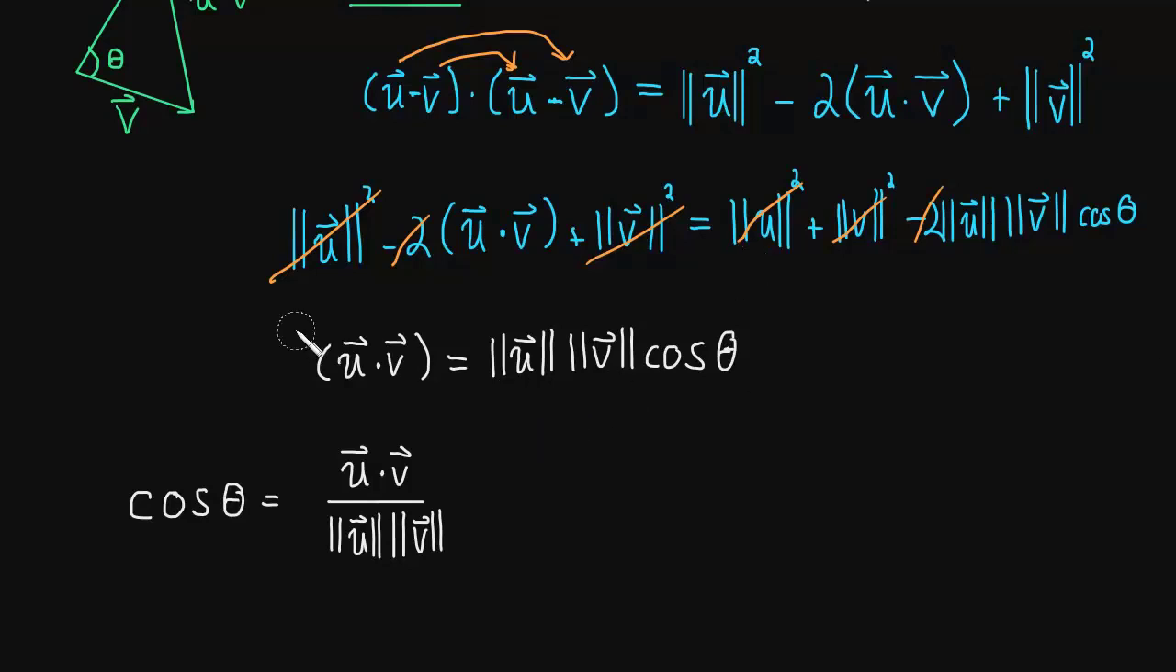So notice two things happened here. One, we have an alternate definition for the dot product, or an alternate way to express the dot product. And also now we have a way to express the angle between two vectors in terms of the dot product. And that's really cool.